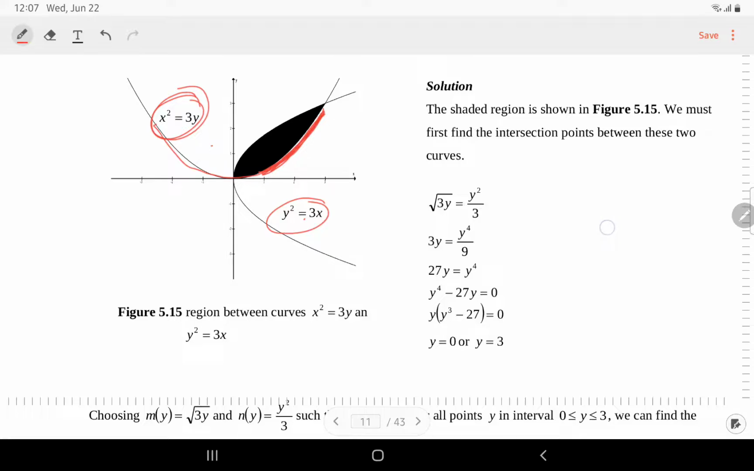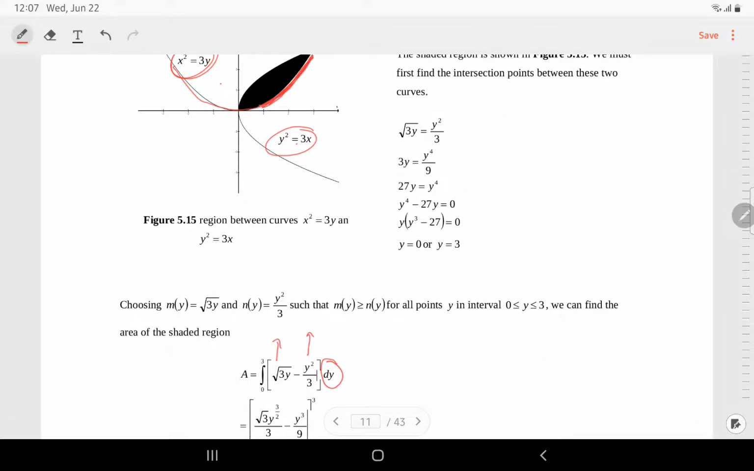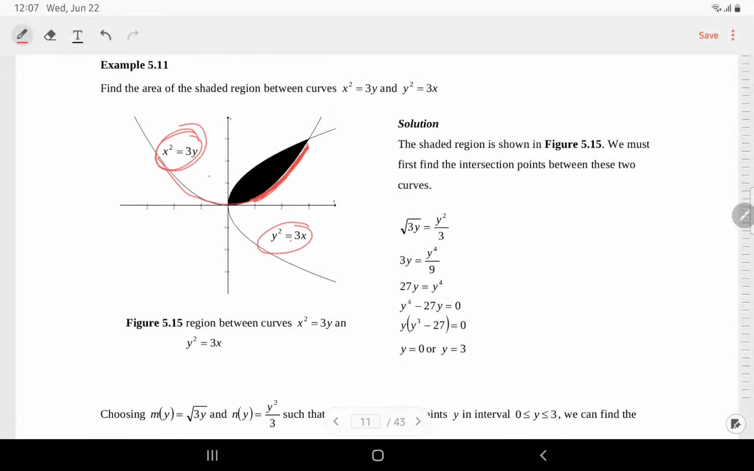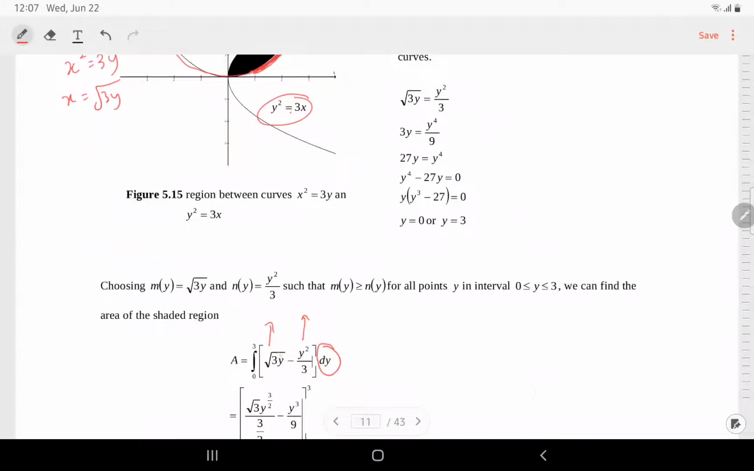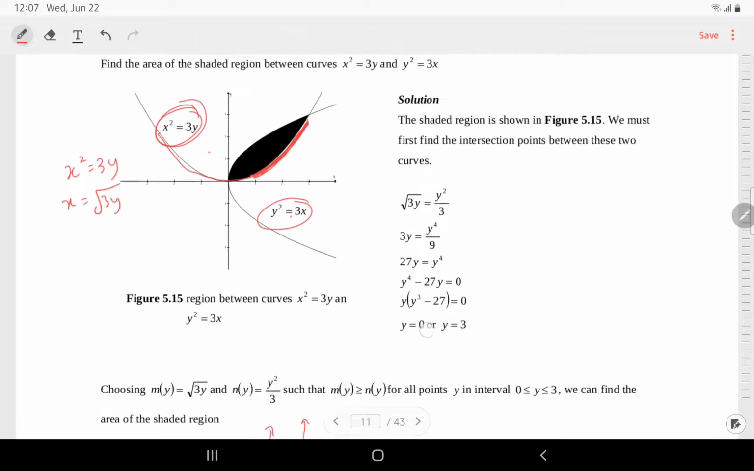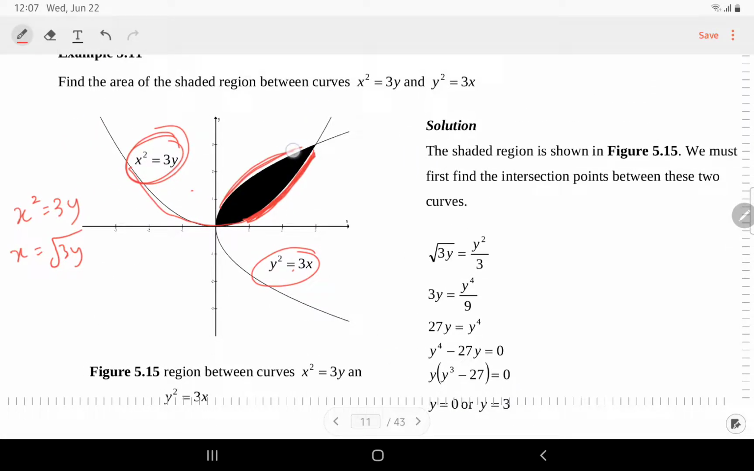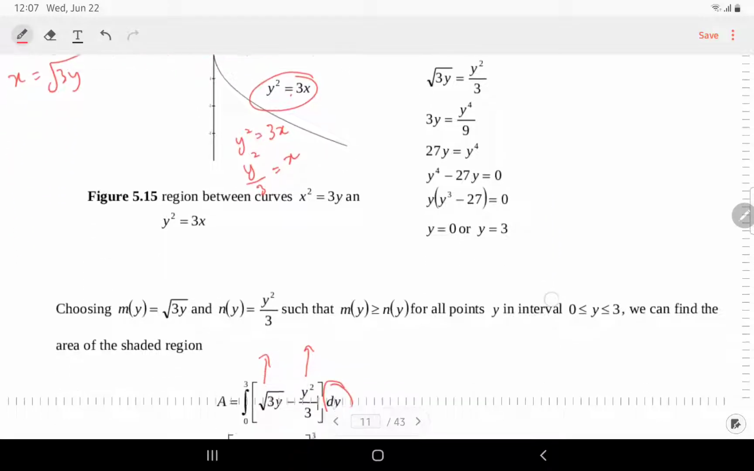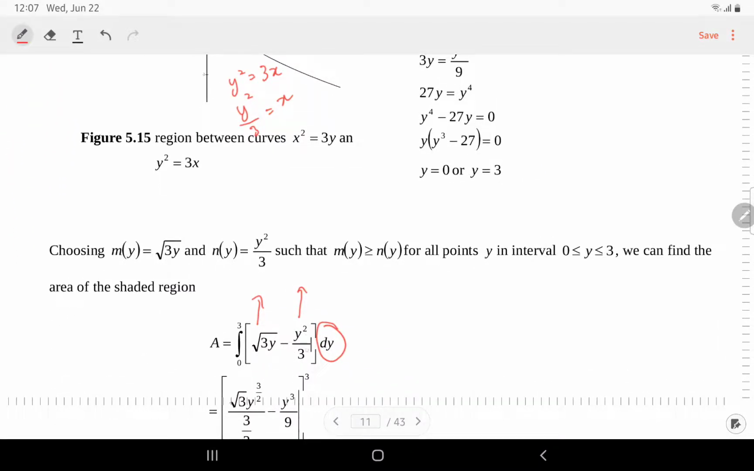X square equal 3y. Tapi kita tak letak 3y kat sini. Kita kena jadikan x sebagai subjek. Okay, x square equal to 3y. So x equal to square root 3y. So square root 3y yang menjadi function belah kanan dia dekat sini. And then function belah kiri, this one. Okay, what is the function? Okay, y square equal 3x. So kita kena jadikan x sebagai subjek. So akan jadi y square divided by 3 equal to x. Okay, y square over 3 ni yang kita letak kat sini.